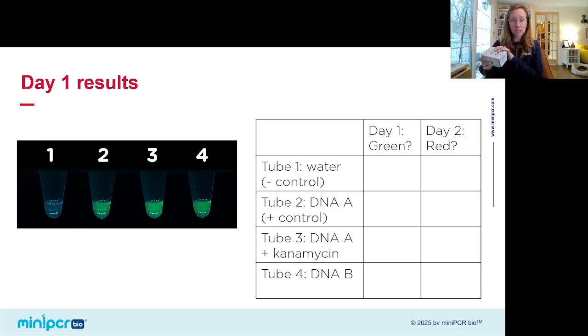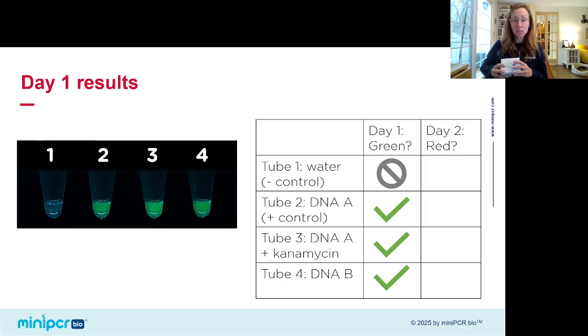My results that I'm seeing here match the photo of expected results on this slide. So we see no fluorescence in tube number 1, but bright green fluorescence in tubes 2, 3, and 4. So what does that mean? Again, green is our indicator of transcription. So no transcription in tube 1 as expected. We added only water to that tube, but successful transcription in tubes 2, 3, and 4.